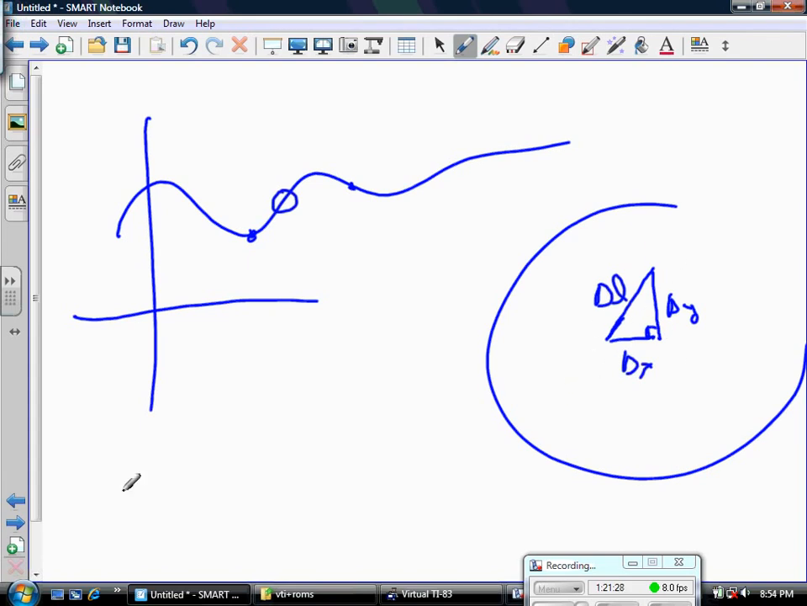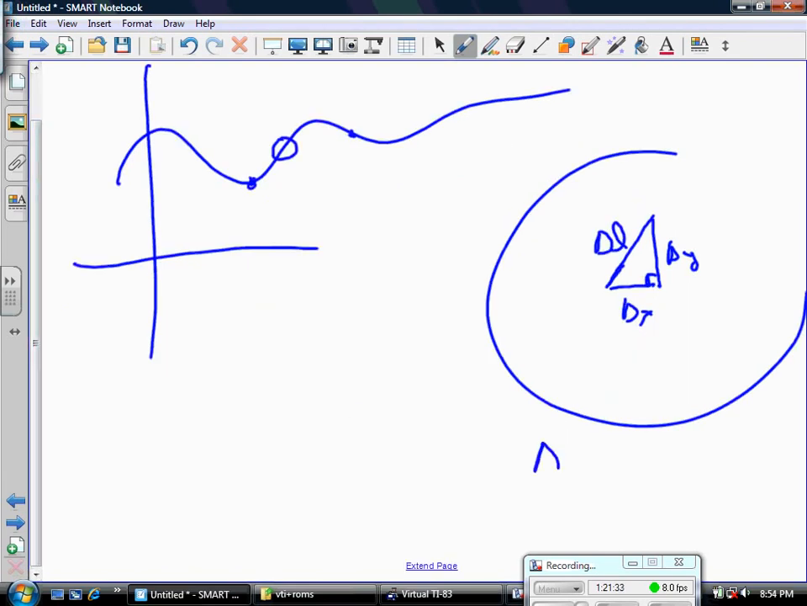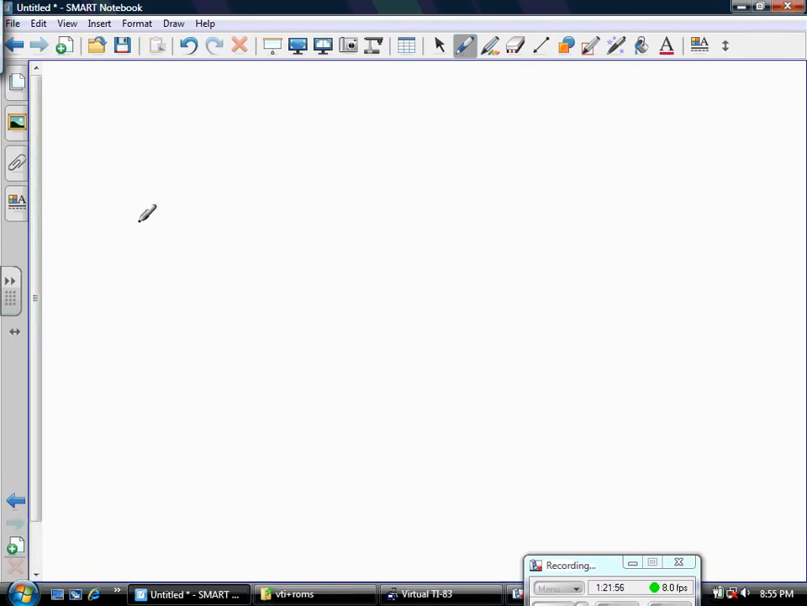All right, so let's talk about that. Well, what does Pythagoras say about this right triangle? He says that delta x squared plus delta y squared equals delta L squared. Well, let's cut to the chase. Let's take the limit as delta x goes to 0. Let's make this infinitesimally small, this infinitesimally small, and this infinitesimally small, and you get dx squared plus dy squared equals dl squared.